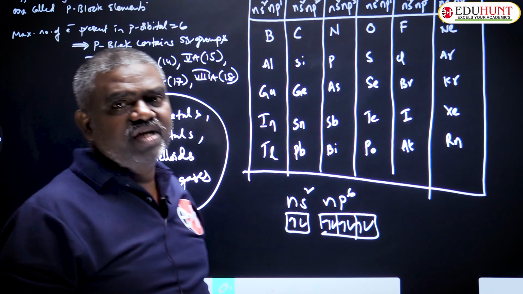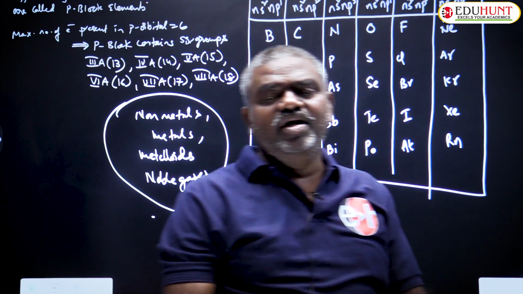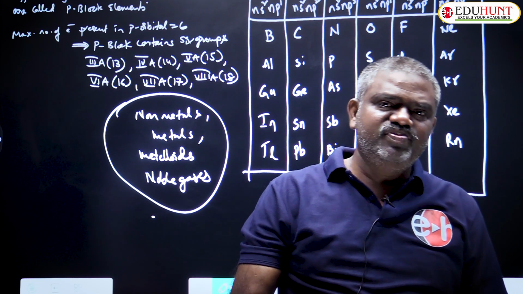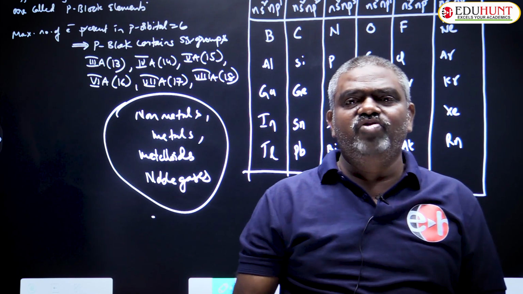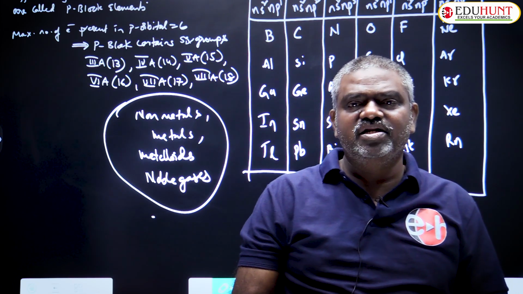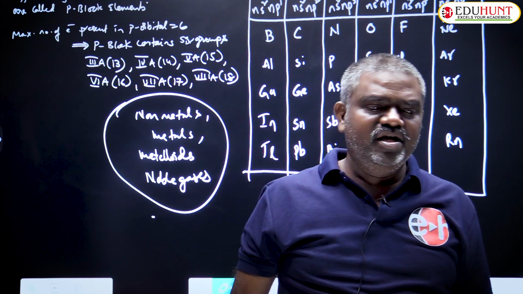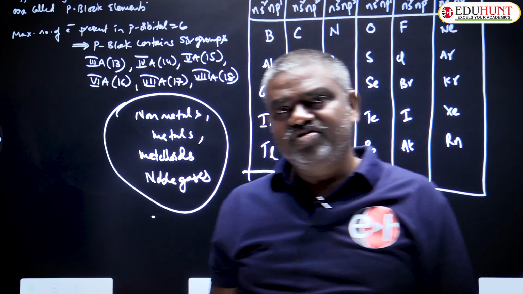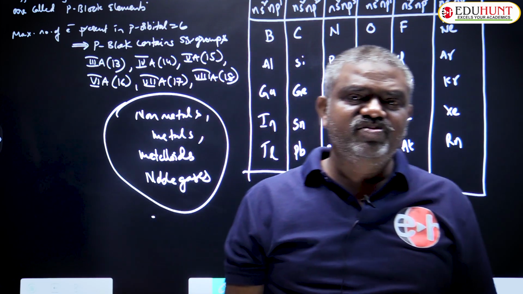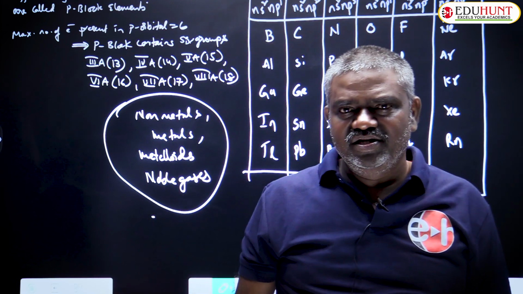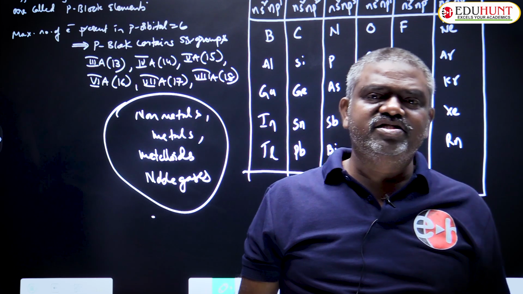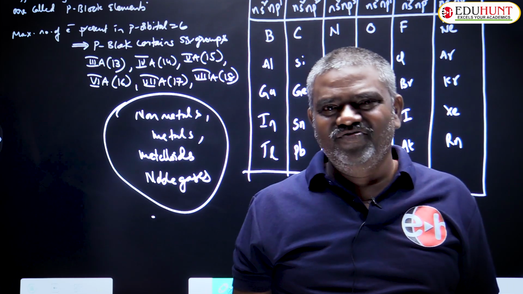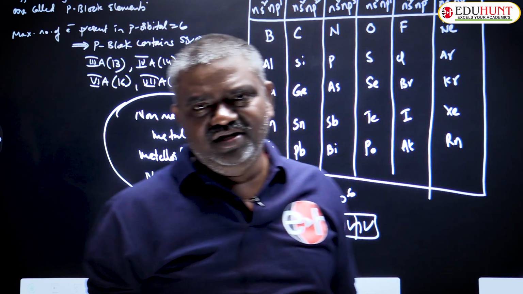To attain noble gas electronic configuration, they participate in chemical reactions. Sometimes they lose electrons, sometimes they gain electrons, sometimes they participate in electron sharing. Based on losing, gaining or sharing electrons, the chemical bonds are formed. That is the main theory.